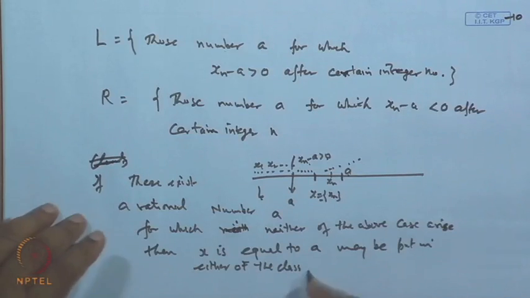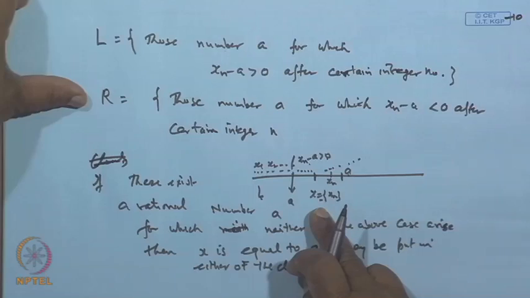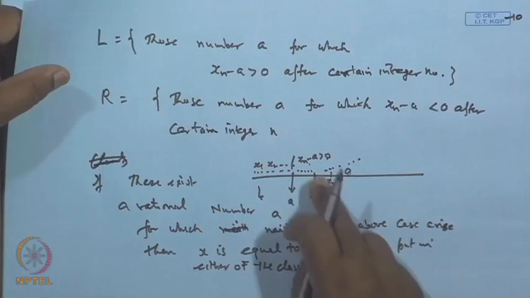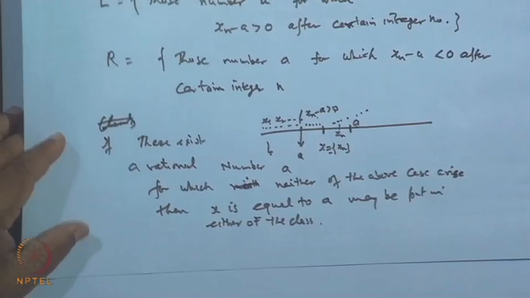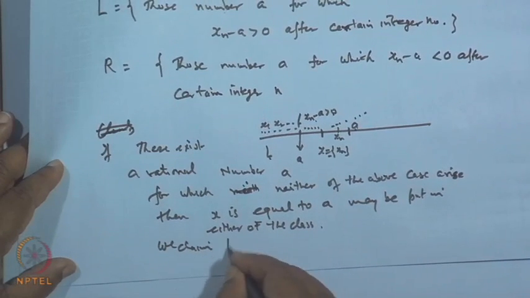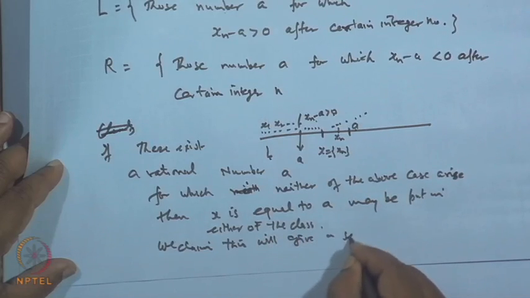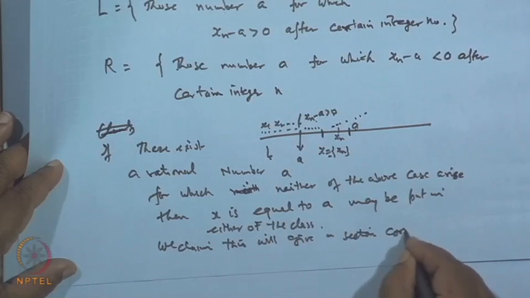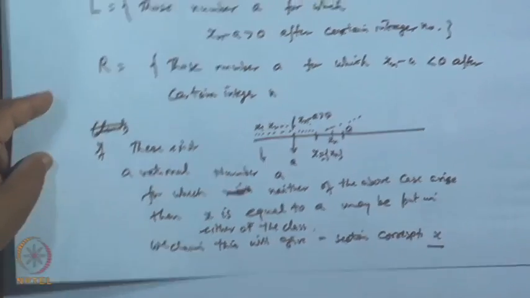Now, we claim that this way the section will give the corresponding section corresponding to the number x. This is what we claim: it will give a section corresponding to x. So, we will see the details for this next time.